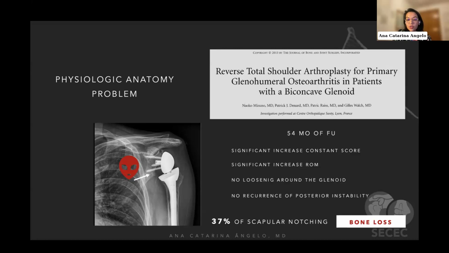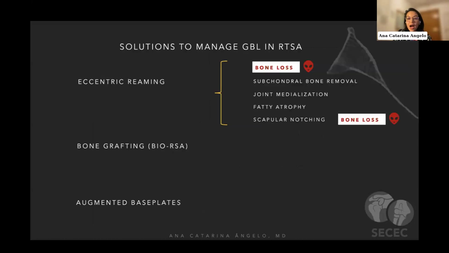So we want to decrease this bone loss progression. So this does not seem to be a very good solution, because we keep on losing bone on the glenoid side. We don't want that. So how can we arrange the reverse shoulder arthroplasty without losing more bone on the glenoid side? This is what we have nowadays as solutions to manage glenoid bone loss in reverse shoulder arthroplasty.